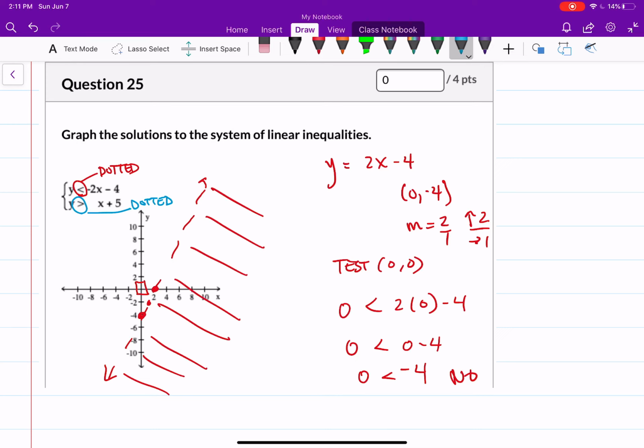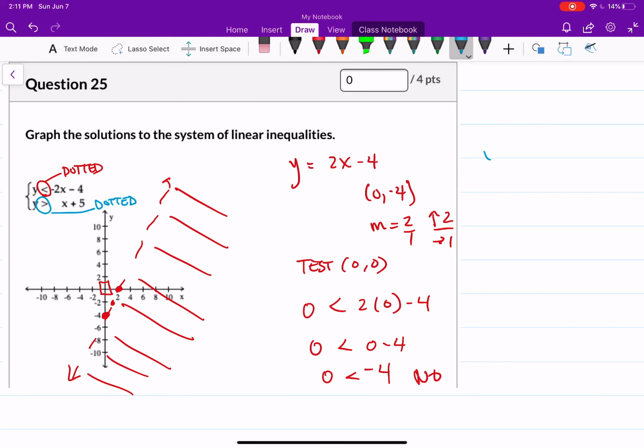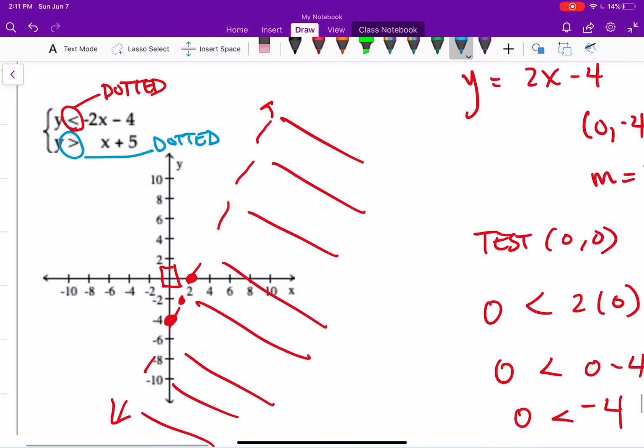Okay? So now I go to the blue one. This is y equals x plus 5. It goes through 0, 5. That's my y-intercept. And my slope is going to be 1 over 1. So I got to go up 1 and right 1. So I got to go 0, 5, up 1, right 1. Up 1, right 1. Okay? So I have this dotted line here. And this is also dotted.